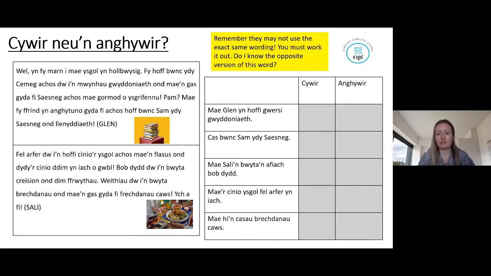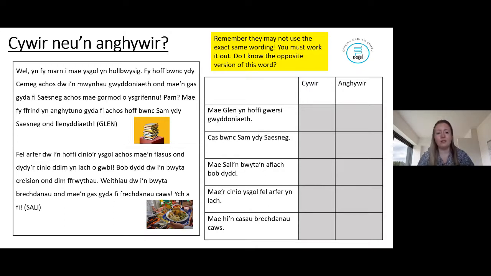They're not healthy at all. Bob dydd dwi'n bwyta creision, ond dim ffrwythau. So every day I eat crisps, but not fruit. Weithiau dwi'n bwyta brechdanau, ond mae'n gas gyda fi frechdanau caws. So sometimes I eat sandwiches, but I hate cheese sandwiches.